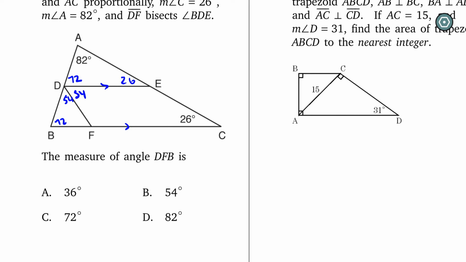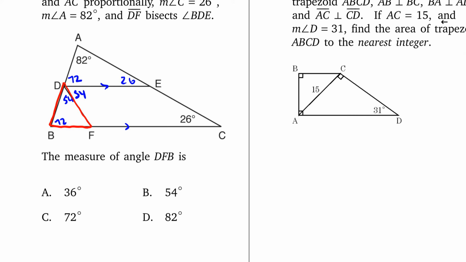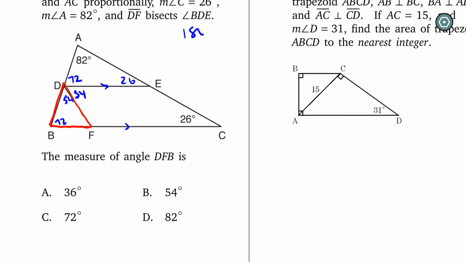Still not the angle I want, but I have a triangle that'll help me find what I want. So here's my triangle. That red triangle I know two angles for. So if I subtract 180 minus 54 minus 72, whatever that gives me is my answer. 54 degrees.